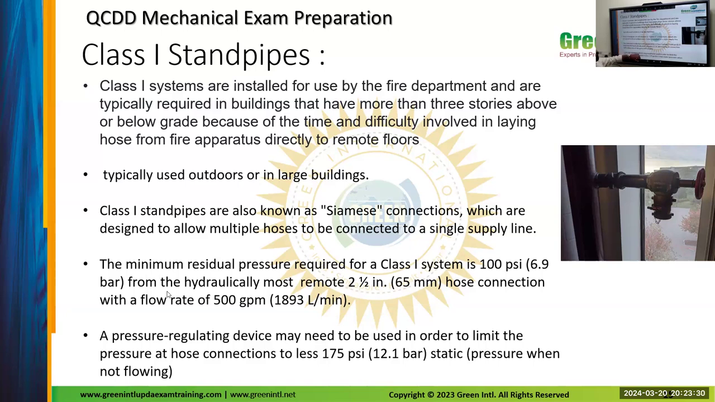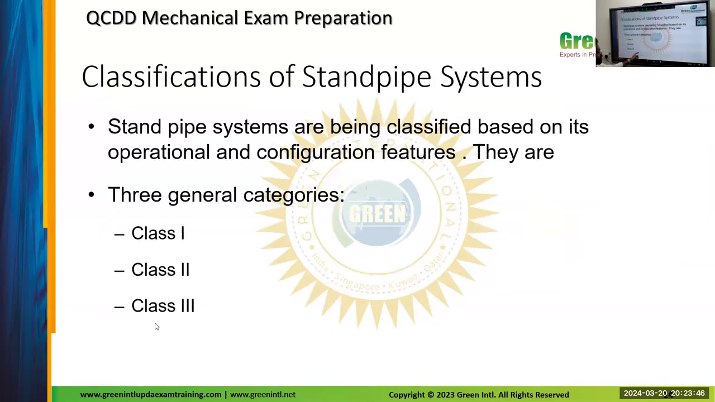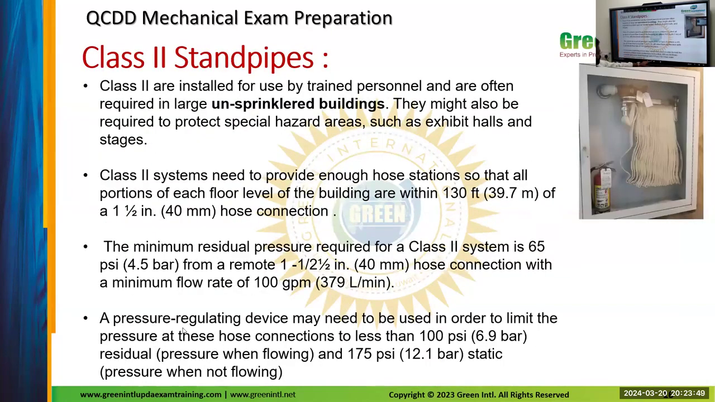So that is why we are keeping a pressure regulating valve, for not exceeding the pressure to that psi. If it exceeds that, what happens is, no, actually maximum pressure: 100 psi residual pressure and the static pressure of 175. This is for the flow condition and this is for the no-flow condition.